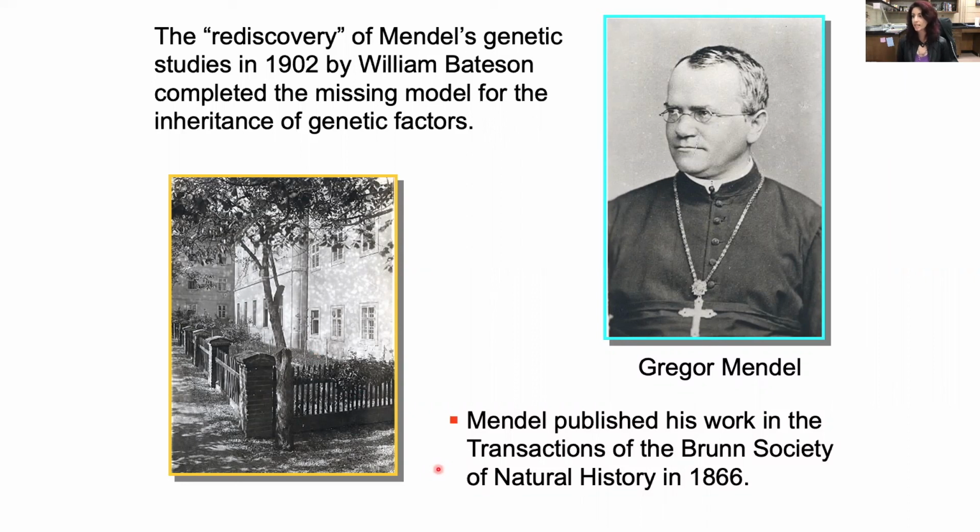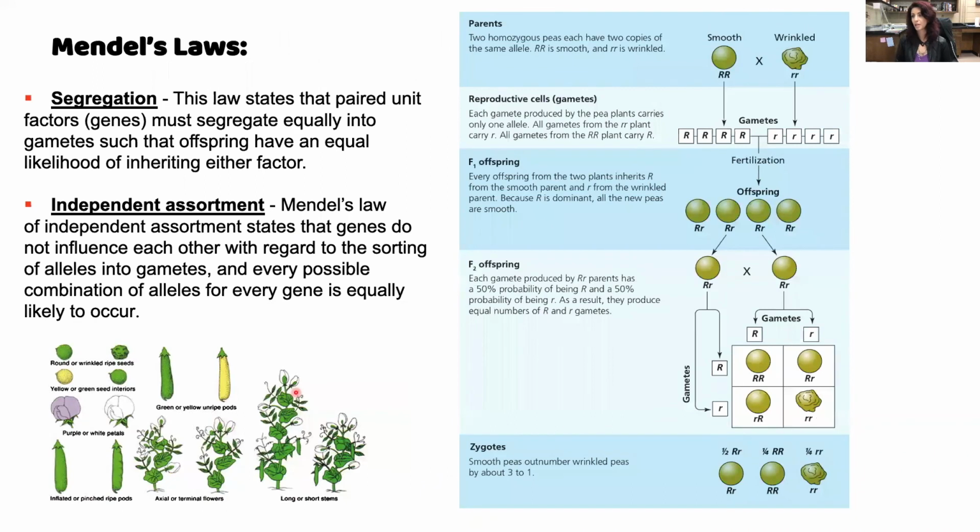What he did is he planted pea plants in the garden. He was a monk and his passion was gardening. And through this passion, he was able to explore different genetic variants of the pea plants that he was growing. And through his studies, he established two set laws or rules that came up time and time again in his work. Mendel's laws include number one, the law of segregation.